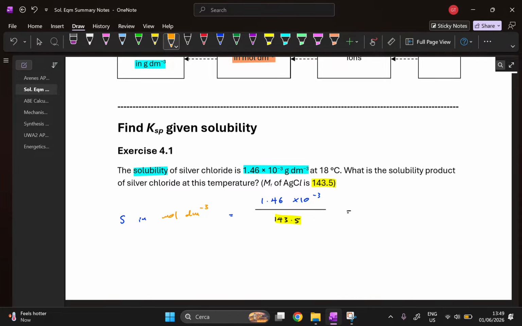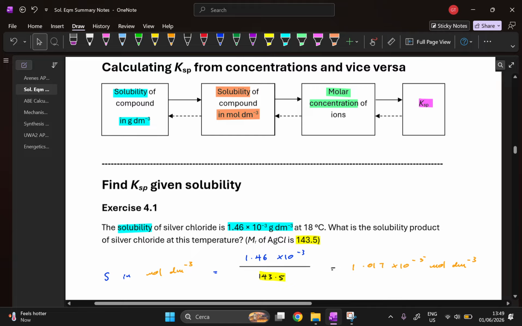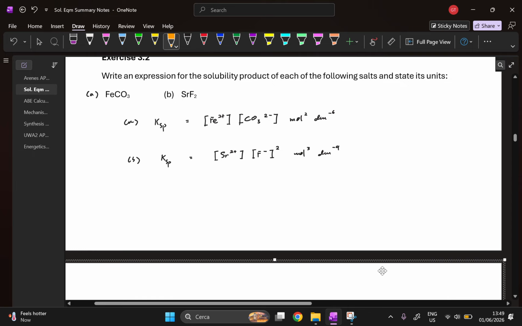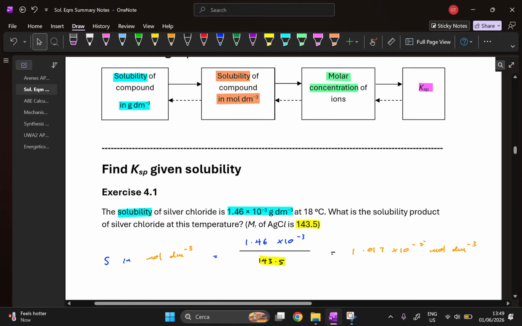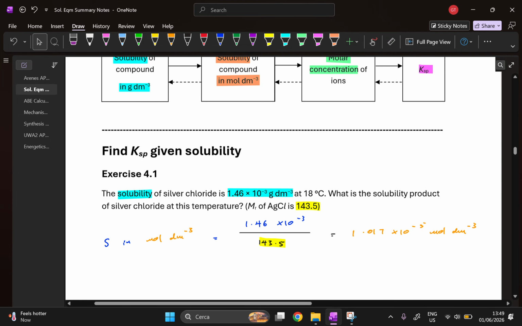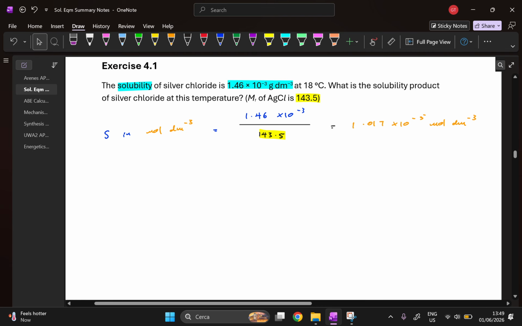So if I convert grams per dm cube to mole per dm cube, I should get a value of 1.017 times 10 to the minus 5. Stick to the units moles per dm cube. Okay, so at this point, by converting it to moles per dm cube, this is because my KSP expression is going to have concentration terms, all right? And each of these concentration terms of the ions are in mole per dm cube. So in order to find the molar concentration, I must first convert the units of solubility from the conventional units of grams per dm cube into mole per dm cube for the purposes of my calculation.